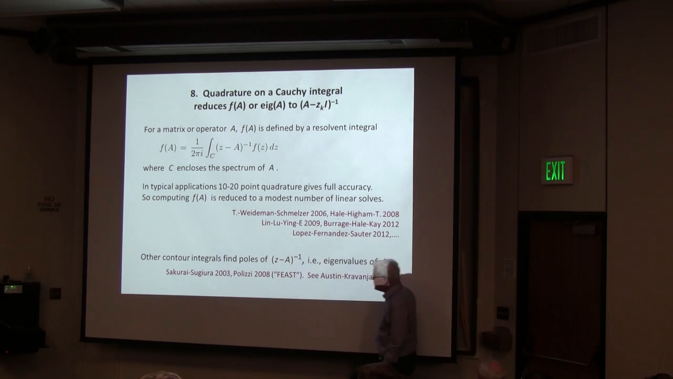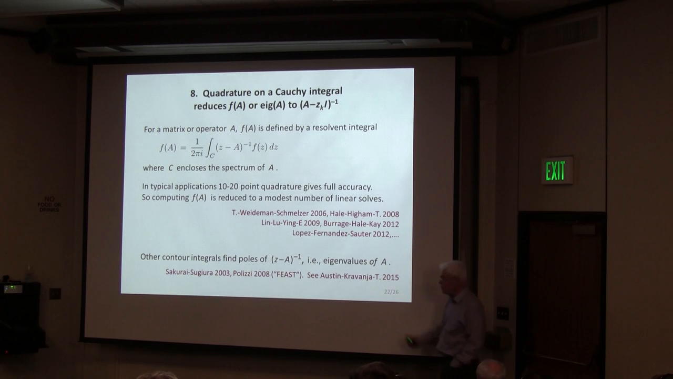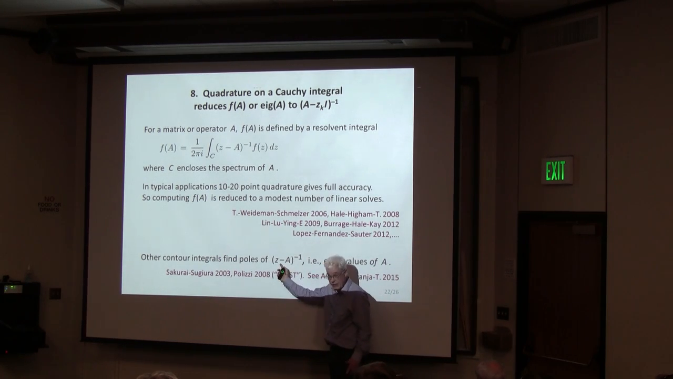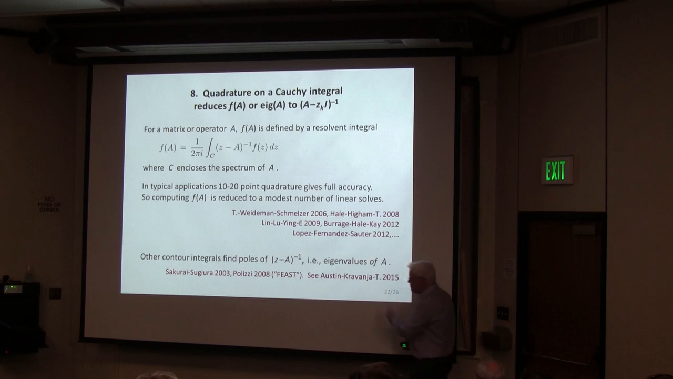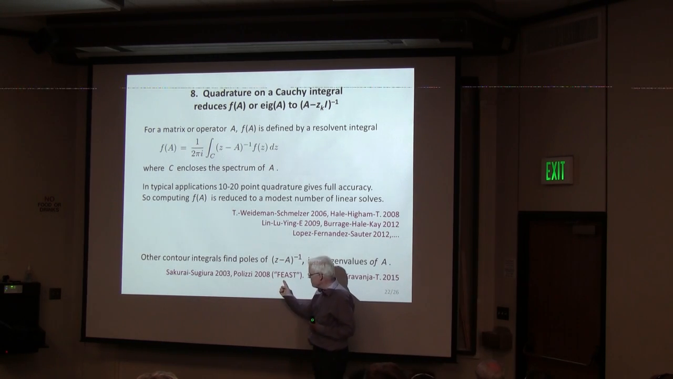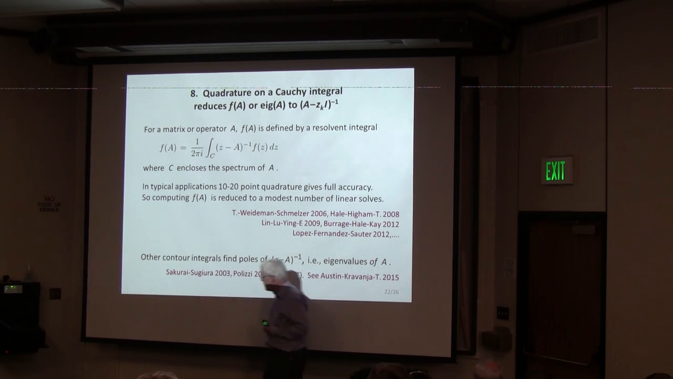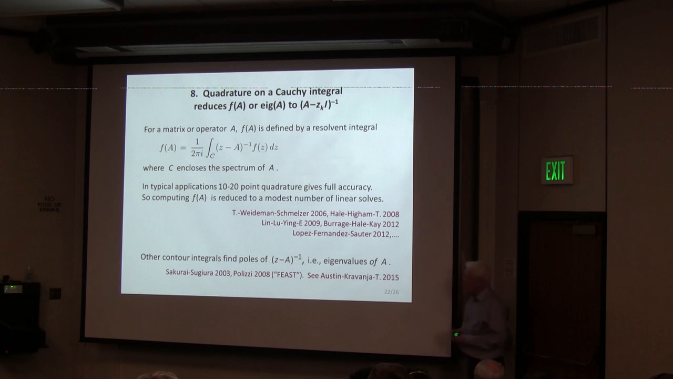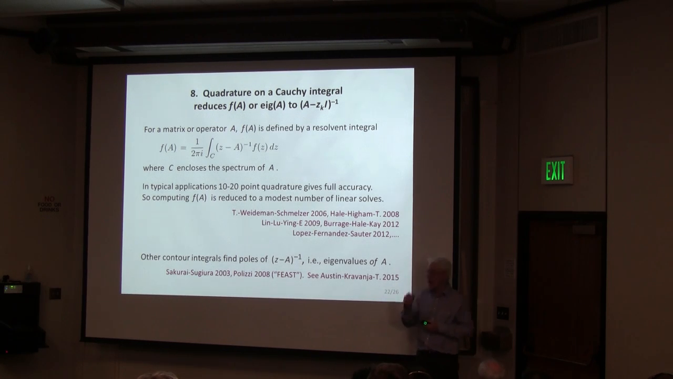Very analogous methods have come into play for finding eigenvalues, which are simply poles of this function, the resolvent. And the memorable name in that business is FEAST. That's the name that Eric Polizzi at UMass gives to his methods of this flavor. Similar work by Sakurai and Sugiura in Japan. The idea is to find eigenvalues of a matrix by regarding them as poles of a function, and you find those poles by doing a contour integral.